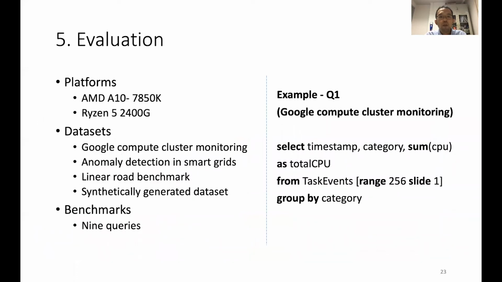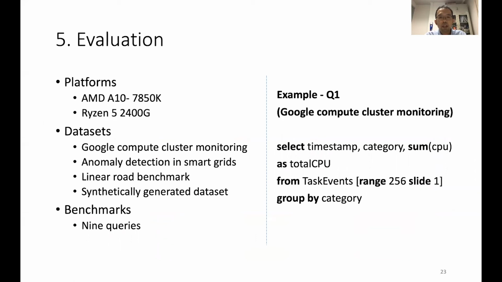We perform experiments on 4 platforms, 2 integrated platforms and 2 discrete platforms. The baseline is a bulk synchronous parallel model, which is SABER in our experiment. We use 4 datasets in the evaluation.